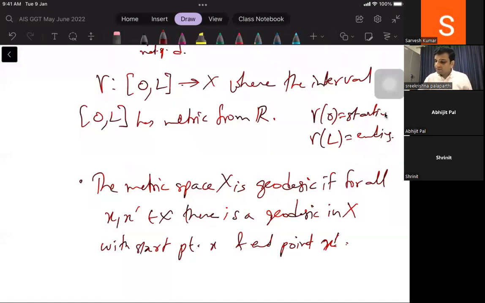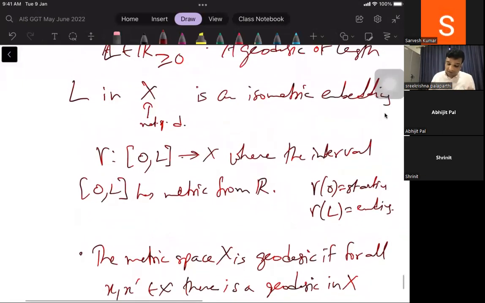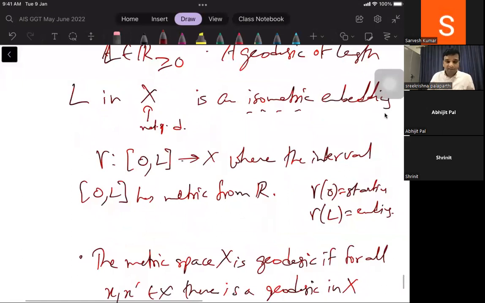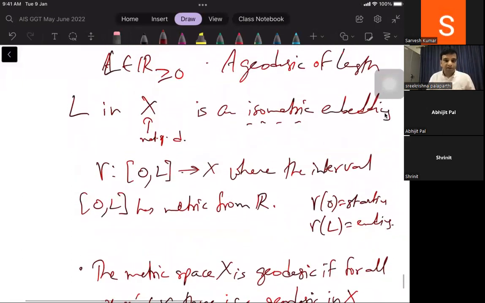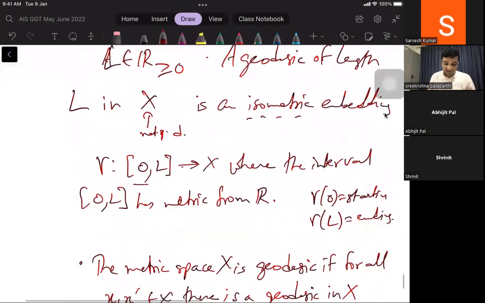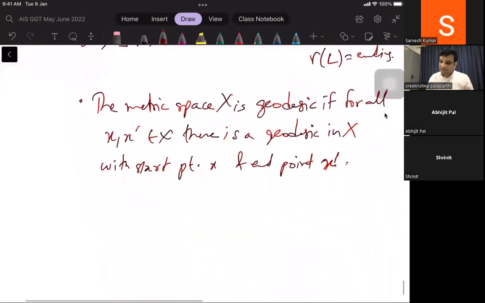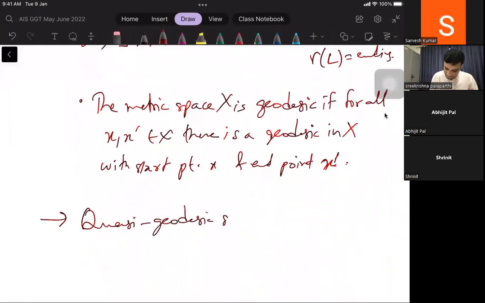Then there is the notion of a quasi geodesic space. Instead of requiring an isometric embedding, if I require a quasi isometric embedding of the interval [0, L] into X, then I get a quasi geodesic space. So a metric space X is quasi geodesic if gamma from [0, L] to X is a quasi isometric embedding.